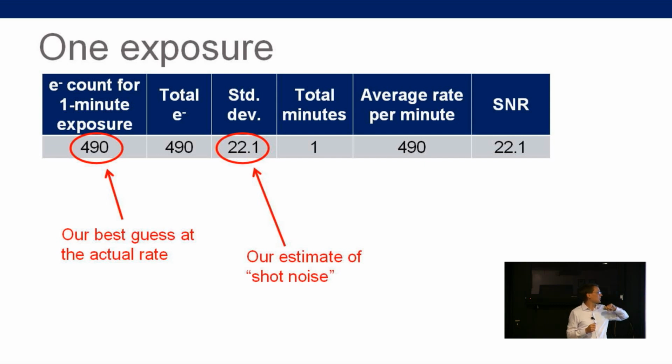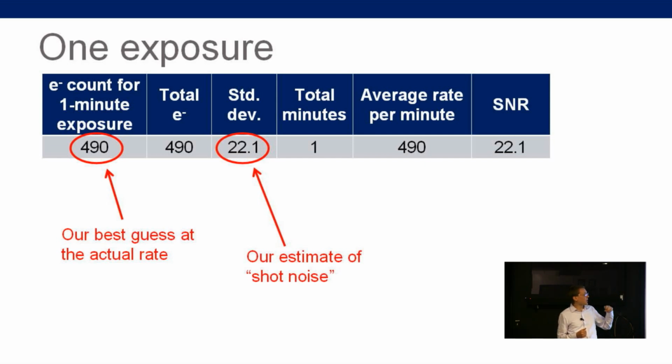These other columns are in here because we're going to expand this later, but we counted 490 electrons. The square root of 490 is 22.1. That's our shot noise. So we're going to say our best guess is that it's going to vary plus or minus 22 each time we measure it, and that'd be 68% of the time. It's going to be plus or minus 44, 95% of the time, right? That's basically what a standard deviation is going to tell us.